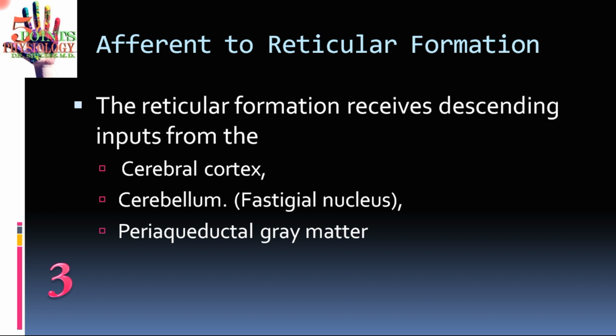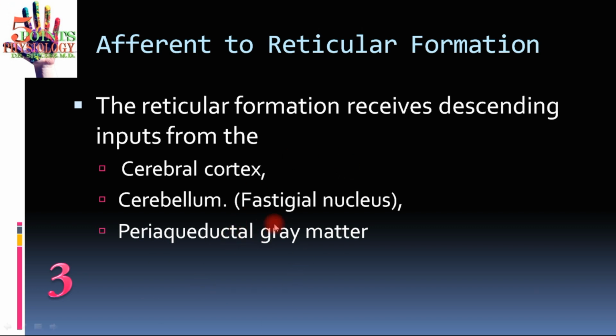Similarly, the cerebellum, especially the fastigial nucleus of the cerebellum, supplies afferents to the reticular formation and thus influences the control of the reticular formation over muscle tone by influencing the alpha and gamma motor neurons.